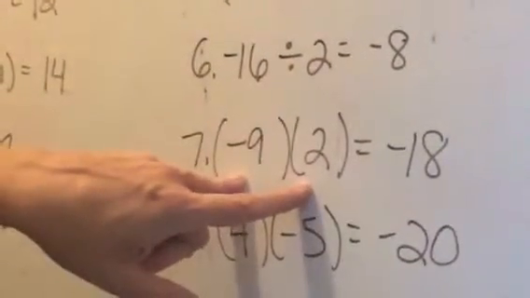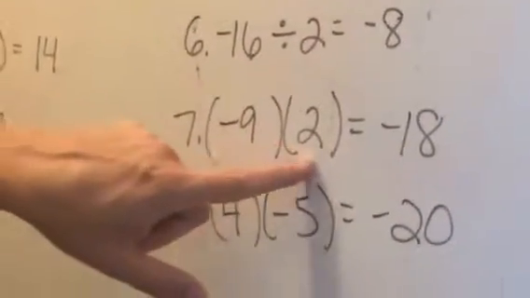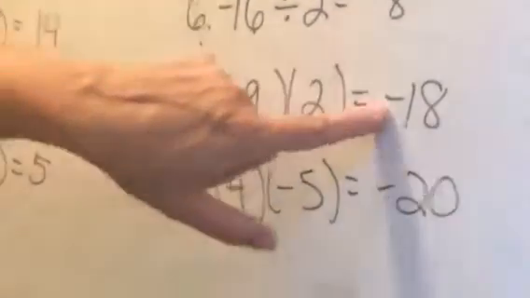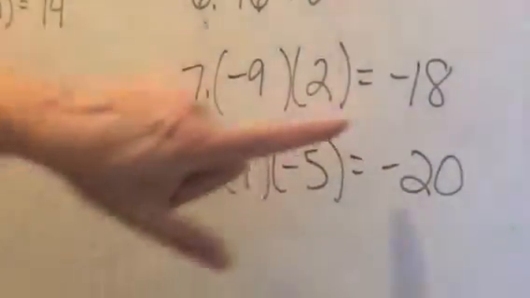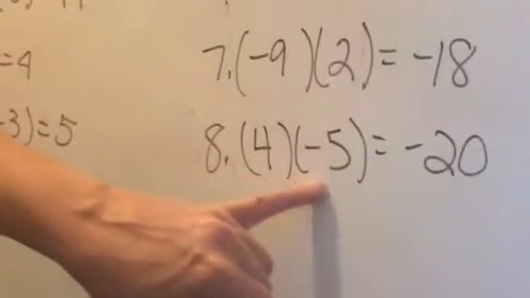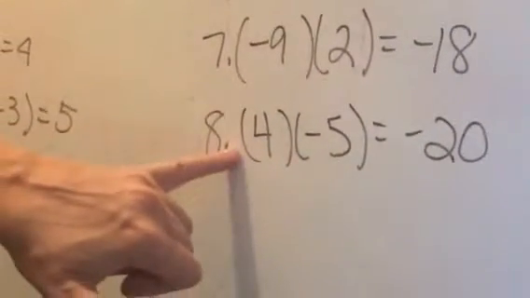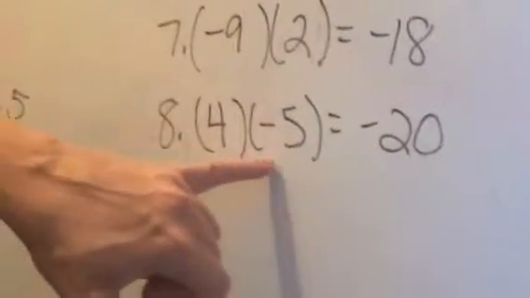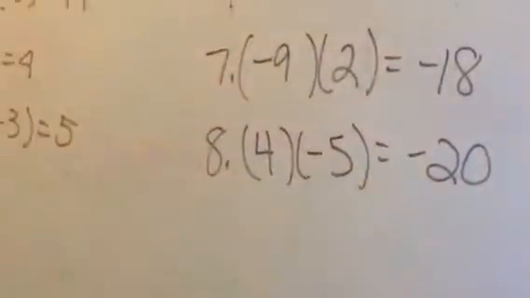Negative 9 times 2. A negative and a positive multiplied together is a negative. Negative 18. 4 times a negative 5, two different signs. Positive 4 times negative 5 is a negative 20.